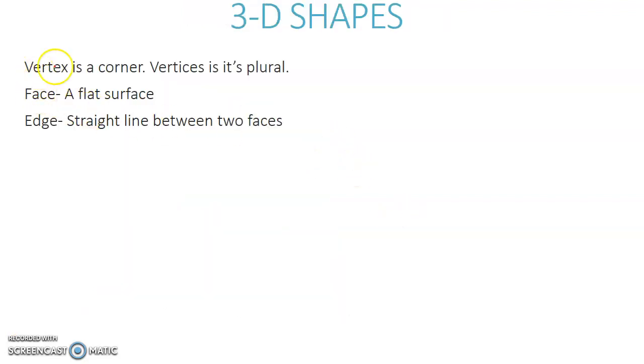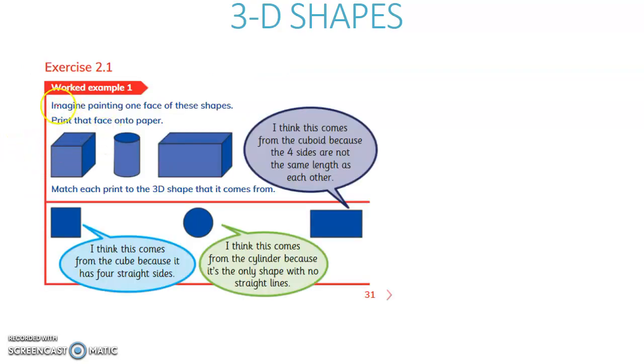Now moving forward, about 3D shapes. Vertex is a corner. Vertices is its plural. Face is a flat surface. Edge is a straight line between 2 faces. Imagine painting one face of these shapes. Print that face onto paper.